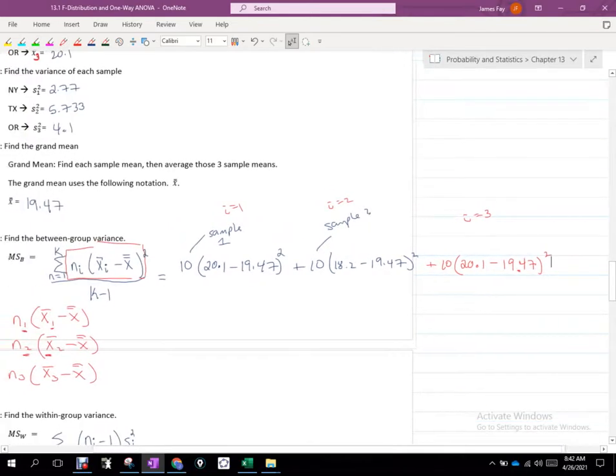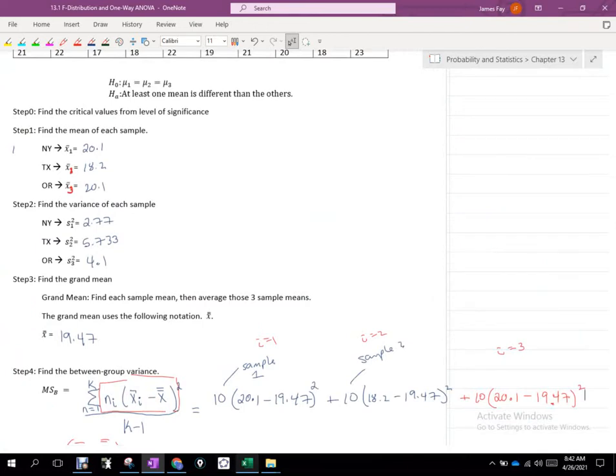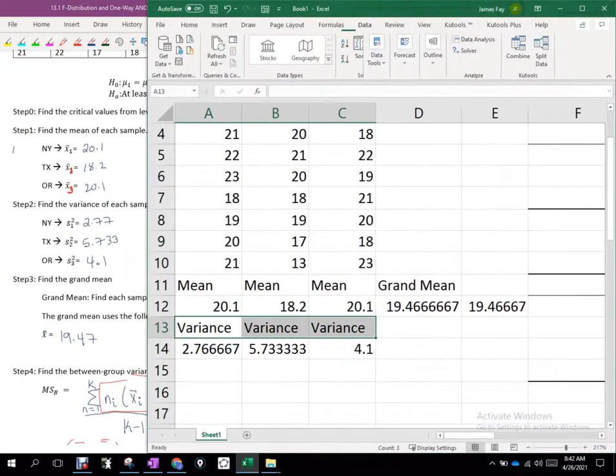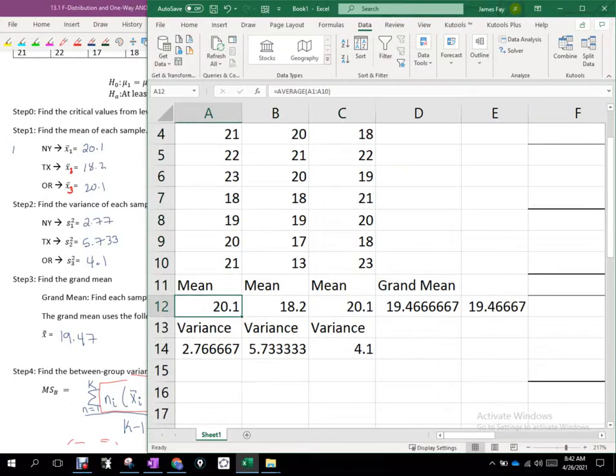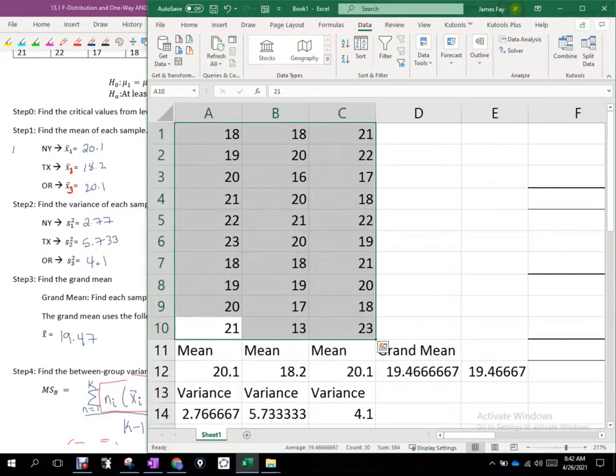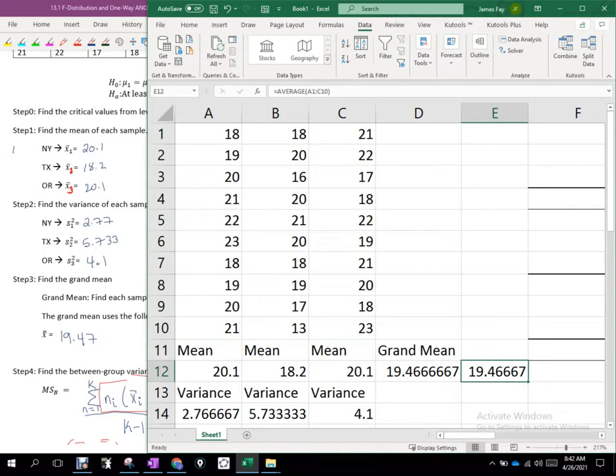We found that out Friday on Excel. We took the raw data that they gave us and typed those into column A. So that was New York, this was Texas, this was Oregon. Then we typed in equals average of that first column, of that second column, of that third column. Then we found the variance of each of those, so we'll need that in the next part. And the grand mean, we found two different ways. We could either average these three values, or we could take these 30 values and average those, and that's how we get that number there, but they're the same.